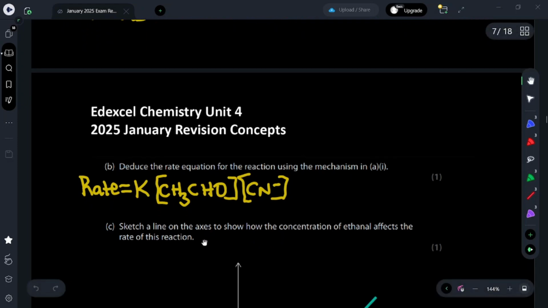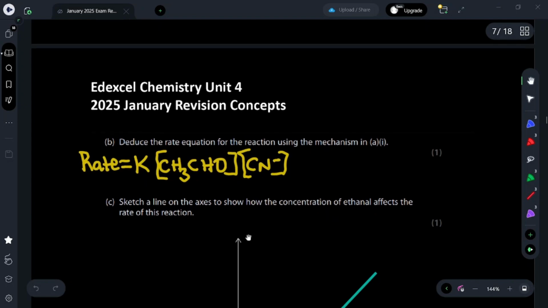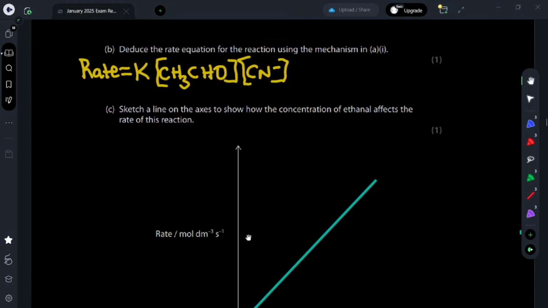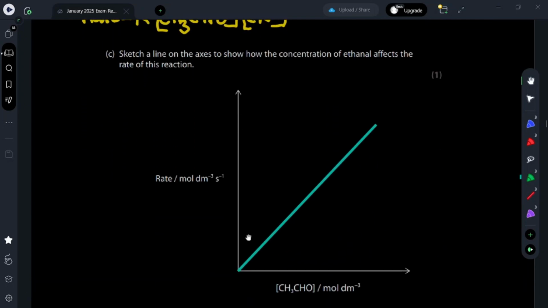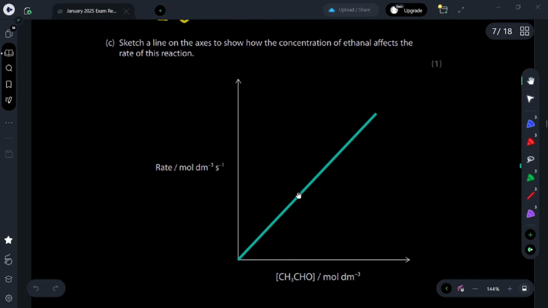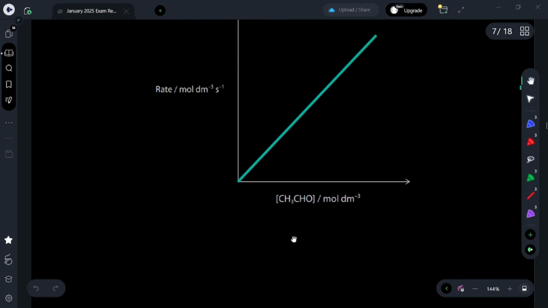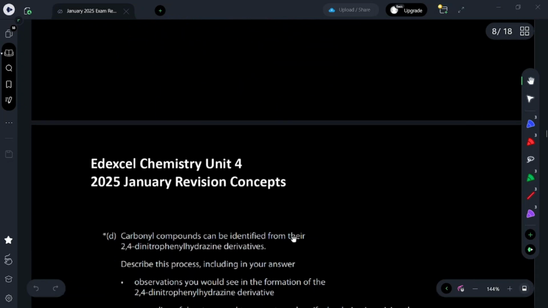So we are trying to sketch on the axis to show how the concentration of ethanal affects the rate of reaction. We already know that it is supposed to be a straight line because this is rate against concentration. As the concentration of ethanal increases, the rate increases, and the reaction is first order with respect to the ethanal. That's why it is a straight line from the origin. All right, we move on to the next part.